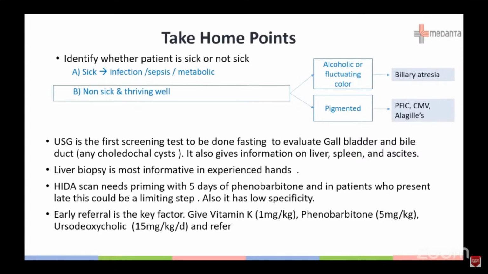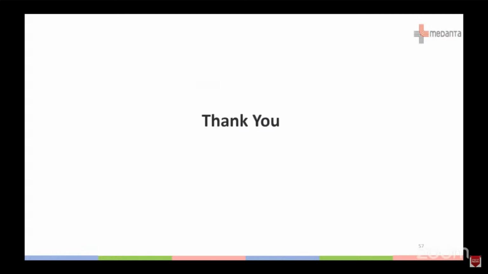So early referral is the key. Before giving referral to a pediatric gastroenterologist or a transplantation center, we need to start vitamin K at a dose of 1 milligram per kg, phenobarbital at a dose of 5 milligram per kg, and ursodeoxycholic acid at a dose of 15 milligram per kg per day. After giving these three medications, we need to refer the child to a specialized center, to a pediatric gastroenterologist or hepatologist for further evaluation and management.